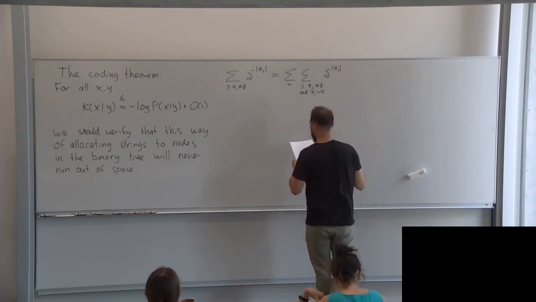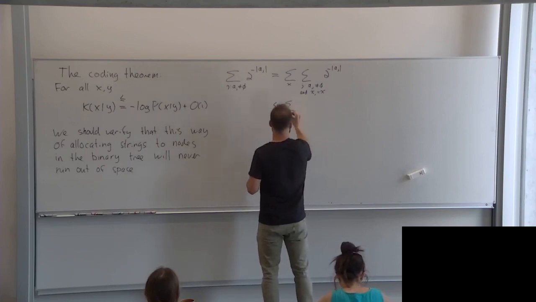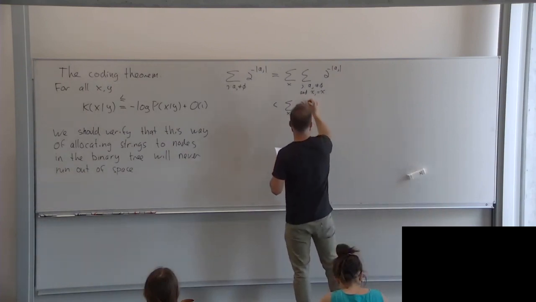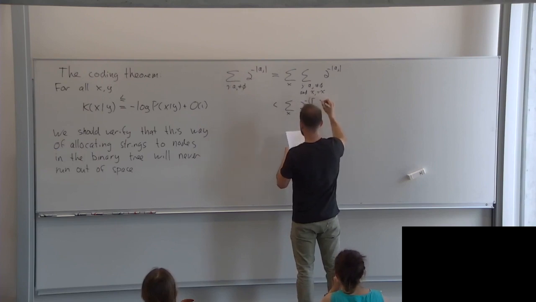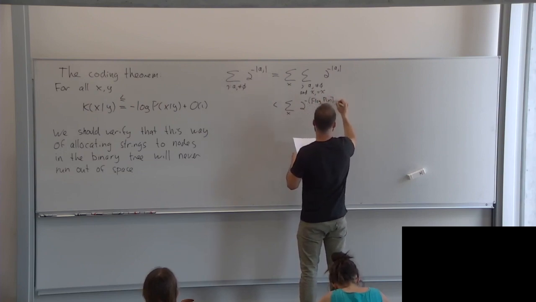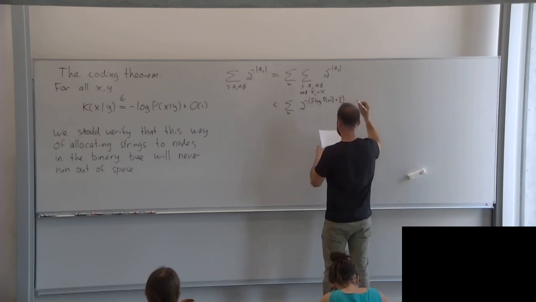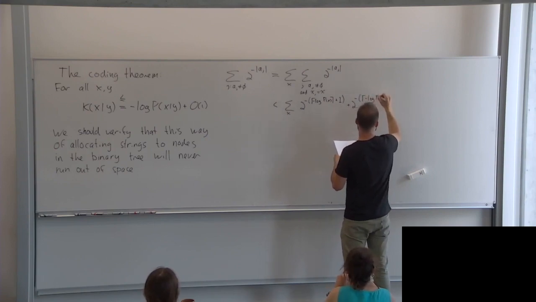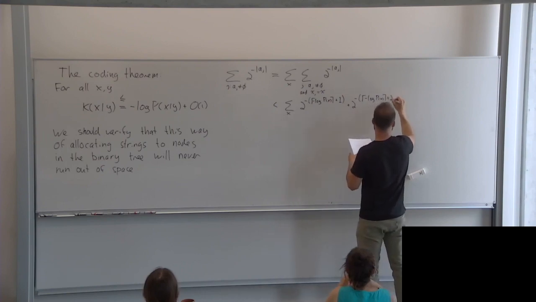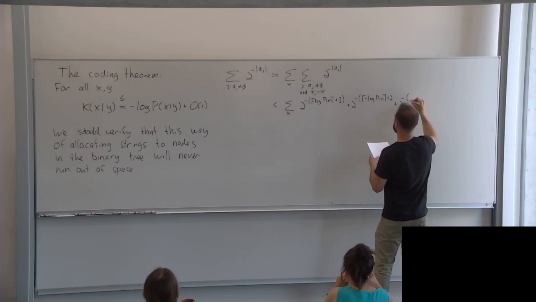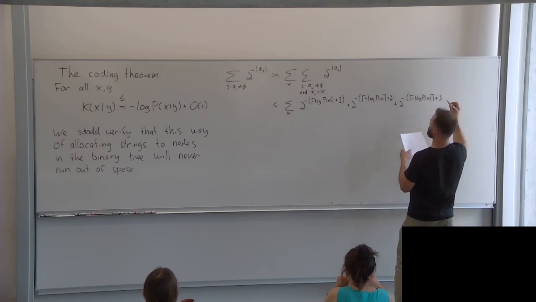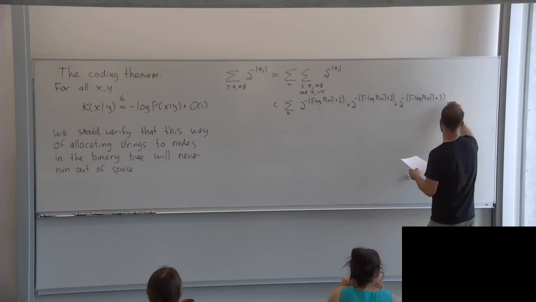2 to the minus length of a_j. And then this is smaller than the sum over all x of 2 to the minus ceiling of minus log of p of x plus 1, plus 2 to the minus ceiling of minus log of p of x plus 2, plus 2 to the minus ceiling of minus log of p of x plus 3. I am not closing my parentheses. Plus dot dot dot.